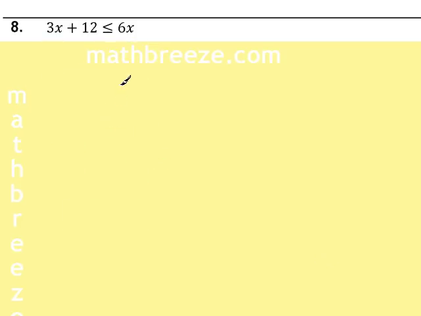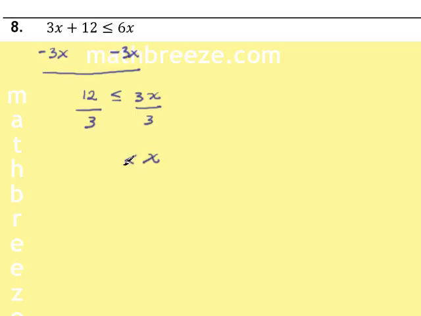Number 8, we have to be careful. We want to gather together the x terms, but we also want to eventually isolate the x term, get x by itself. So it's most efficient to subtract 3x from both sides, then we'll have only one x term on the right and we'll have a number on the left. So let's do that. Let's subtract 3x from both sides. So here we're left with 12, and here we're left with 3x. So the x term is isolated. And just one more step, divide by 3, and we have x greater than or equal to 4.